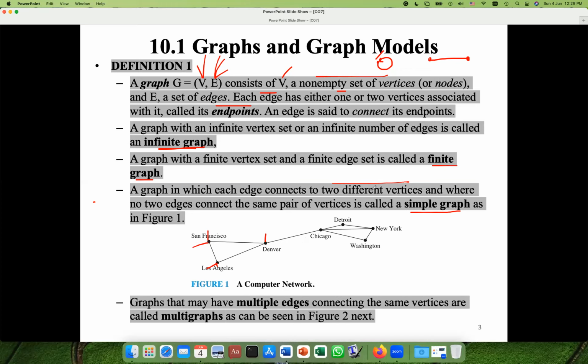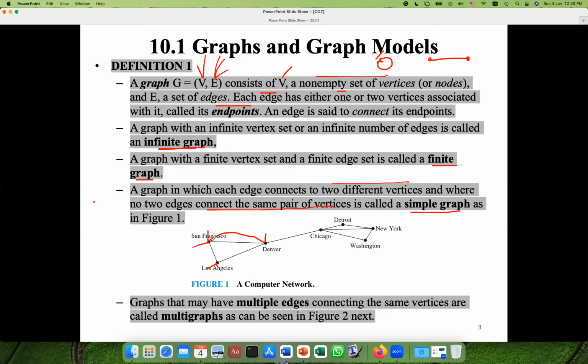And similarly, this is not only the definition, there is a second part of the definition. A graph in which each edge always connects two different vertices, and no two edges connect the same pair of vertices. For example, if I have an edge like that, now this edge is connecting San Francisco and Denver, and this edge is also connecting San Francisco and Denver. So this is covering this second portion.